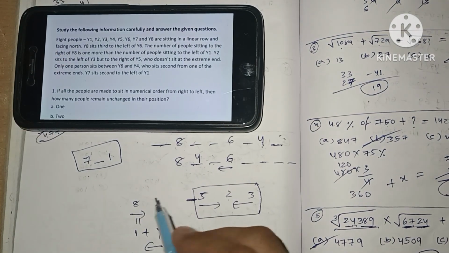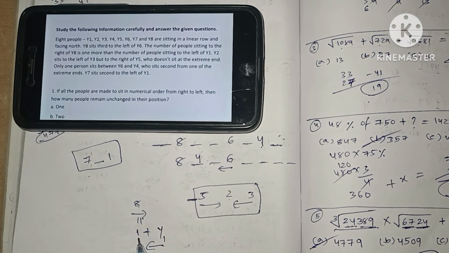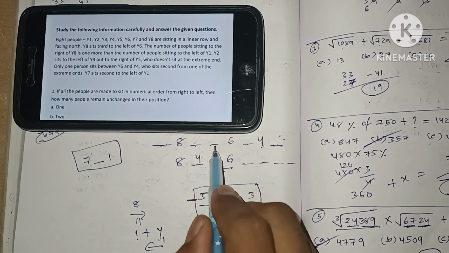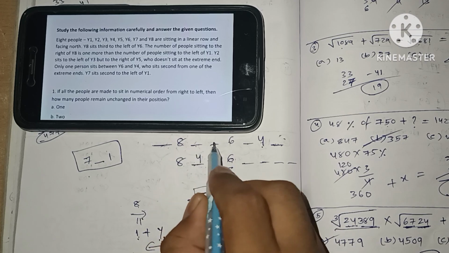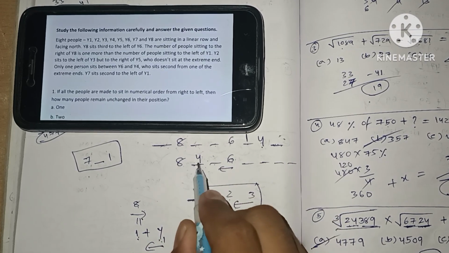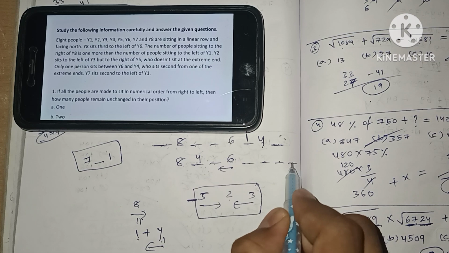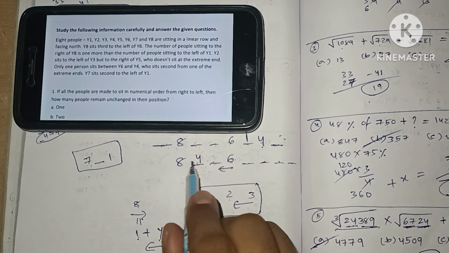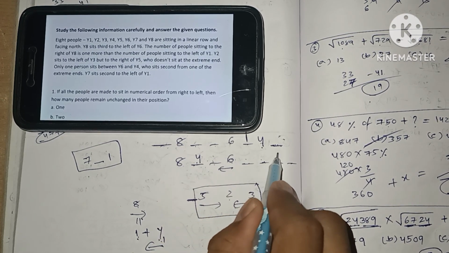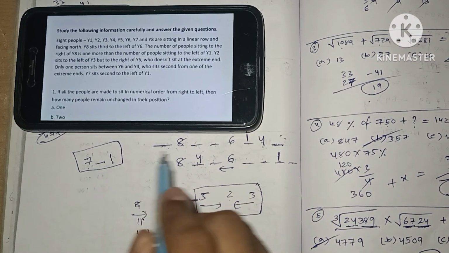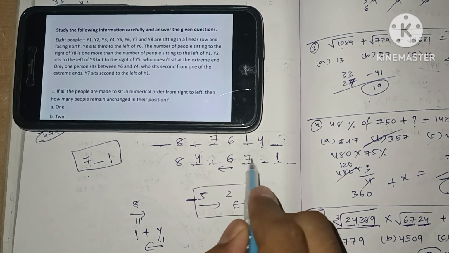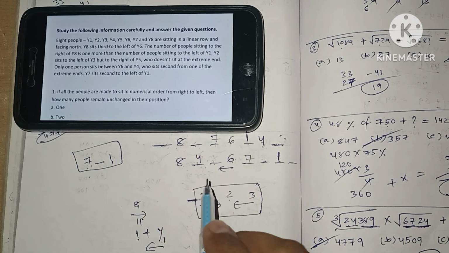Now what we have is 8's right side is equal to 1 more than 1's left side. 8's right side: 1, 2, 3, 4, 5, 6. 6 minus 1 will be 5. 5 to the left of 1: 1, 2, 3, 4, 5. This is the place for 1. In this case, 1, 2, 3, 4, 5, 6, 7. 7 minus 1 is 6: 1, 2, 3, 4, 5, 6. This is the place for 1. Now if we got 1 we can place 7. So 7's place is here.